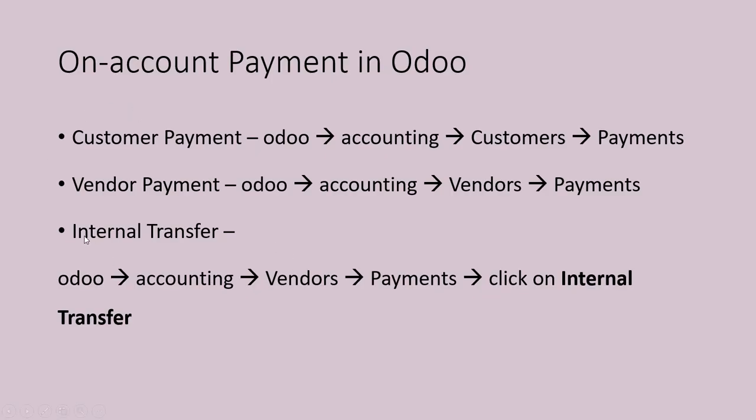So the last one is internal transfer. This is a very important concept. If you remember, in the accounting concept, I told you internal transfer uses the journal, and if we don't follow the correct way of Odoo's workflow, it affects the accounting system. For this, remember when you want to create an internal transfer, you have to go to Odoo, Accounting, Vendors, Payment, and click on internal transfer.